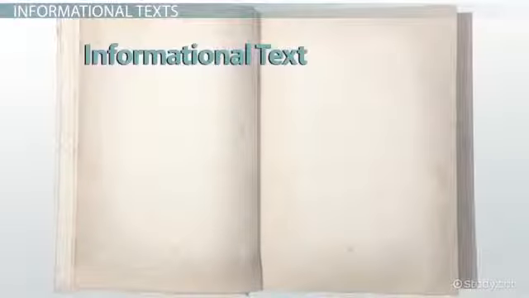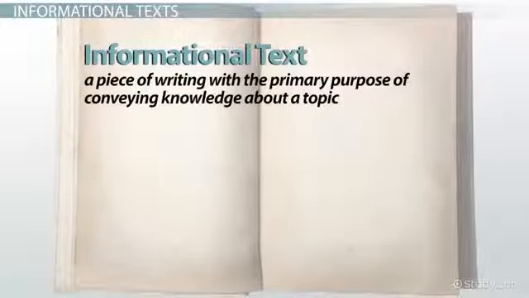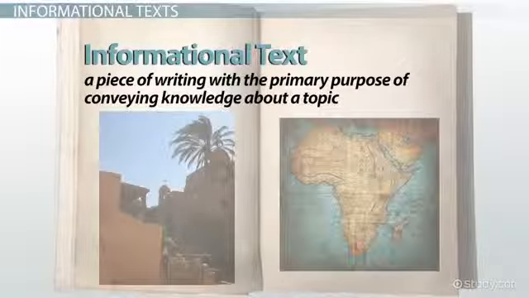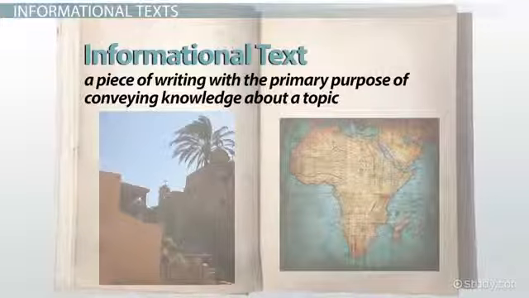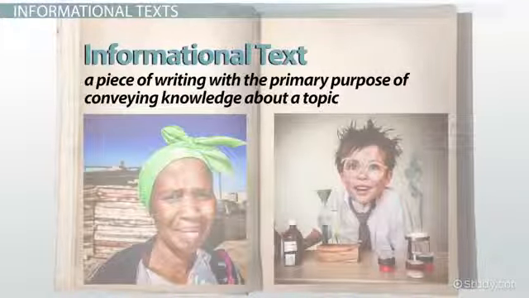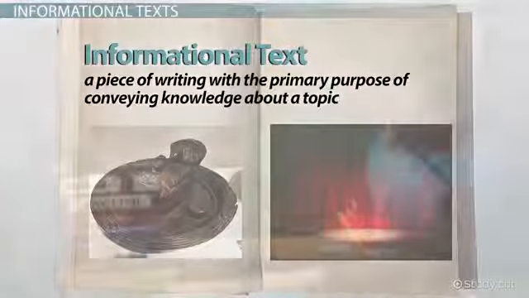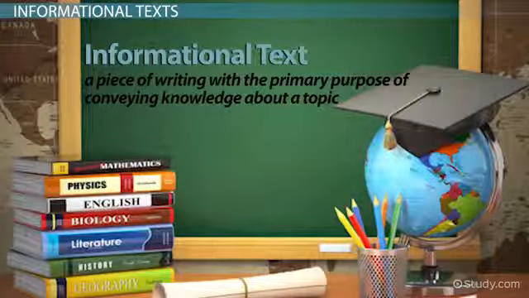An informational text is simply a piece of writing with the primary purpose of conveying knowledge about a topic. These texts often feature well-defined sections with bold headings, highlighted vocabulary and definitions, and visual elements like pictures, graphs, and maps. Informational texts can be history books, biographies, science texts, how-to books, volumes about art or music, business textbooks, or any other book that is chiefly focused on telling you, the reader, something you didn't know before.